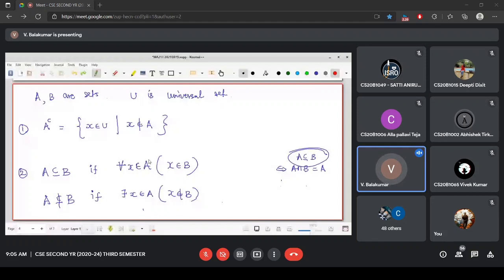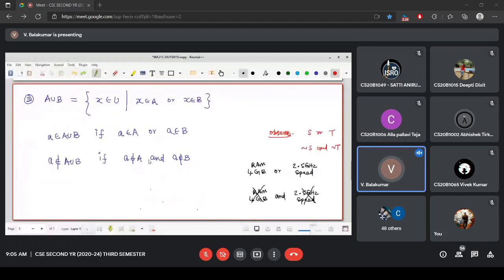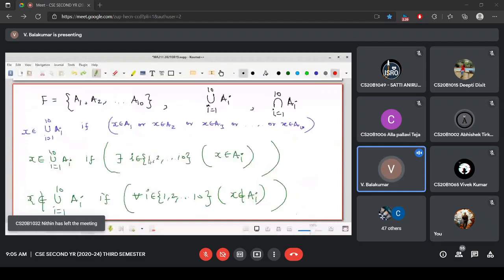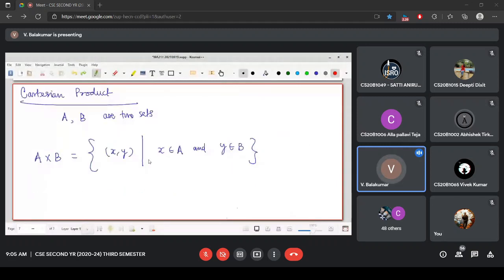An element belongs to a union, there also you need negation things. So this is a family of sets. There you are having quantifiers used. And finally, we defined the Cartesian product of two sets. Instead of x cross y, I have used a cross b. The reason is that this cross is a symbol for Cartesian product.